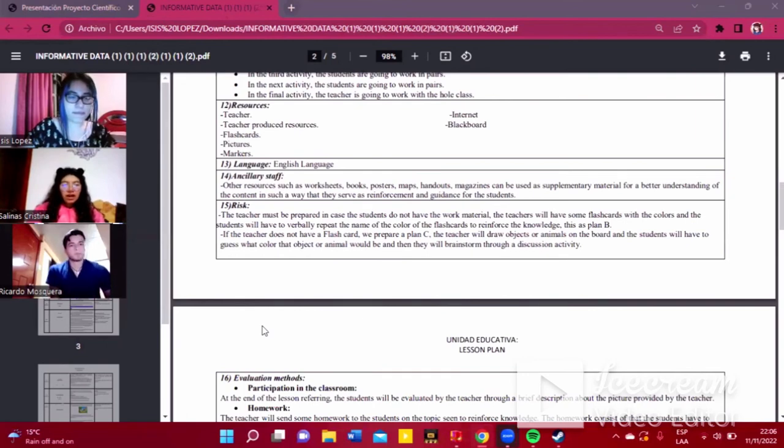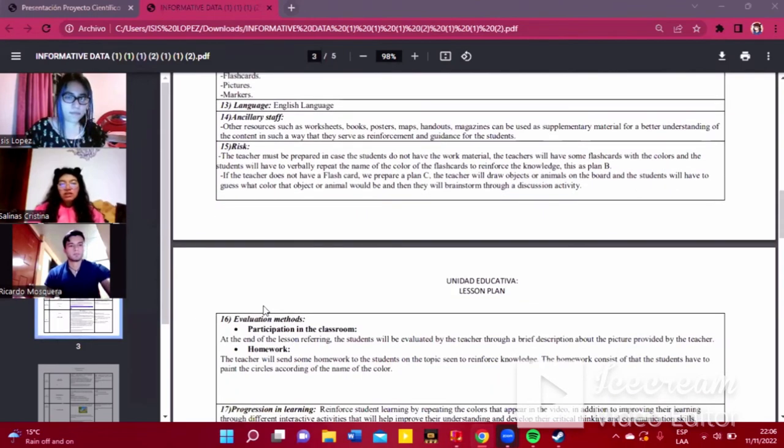And on the other hand, we have the risk. In this part, the teacher has to prepare in case the students don't have the material, or something else could happen. And in this part, the teacher has to prepare some material like flashcards with some colors, and the students will be able to say those colors verbally to develop their thinking skills and reinforce the language. This is like a plan B.